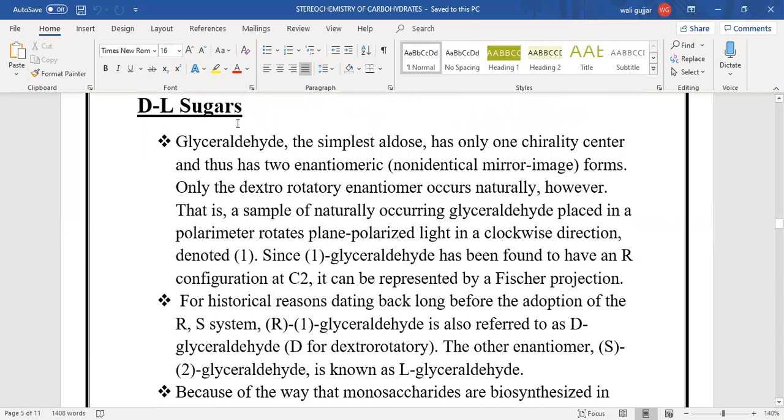Then we discussed DL sugars. What are DL sugars in carbohydrates? Glyceraldehyde, the simplest aldose, one of the monosaccharides, has only one chirality center and thus has two enantiomeric forms, which are non-identical mirror image forms actually. Only the dextrorotatory enantiomer occurs naturally.